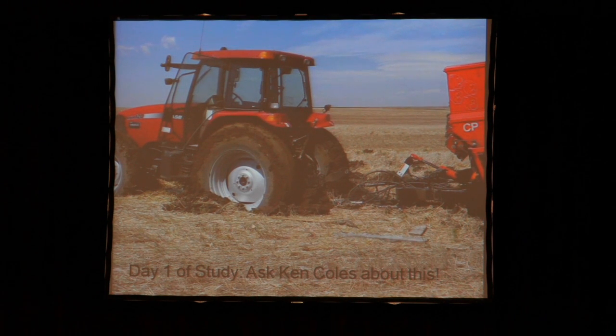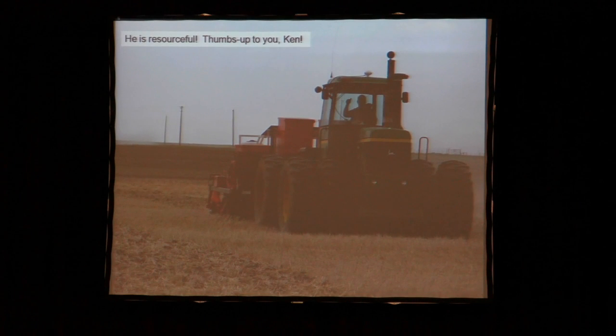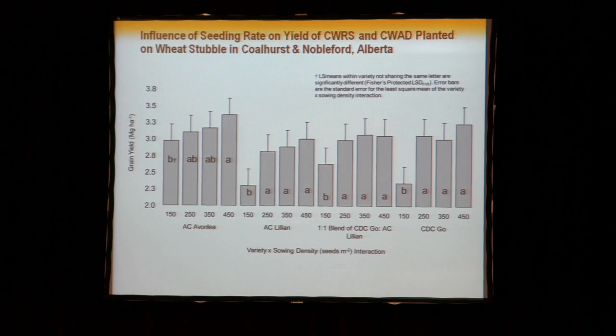And you can ask Ken Coles about this. This is quite truthfully day 1 of this study out at Brian Buckman's farm. And you can see the moisture conditions were fantastic that day. But Ken is resourceful, so he stole Brian's tractor and finished seeding that day. So yeah, thumbs up to you, buddy.